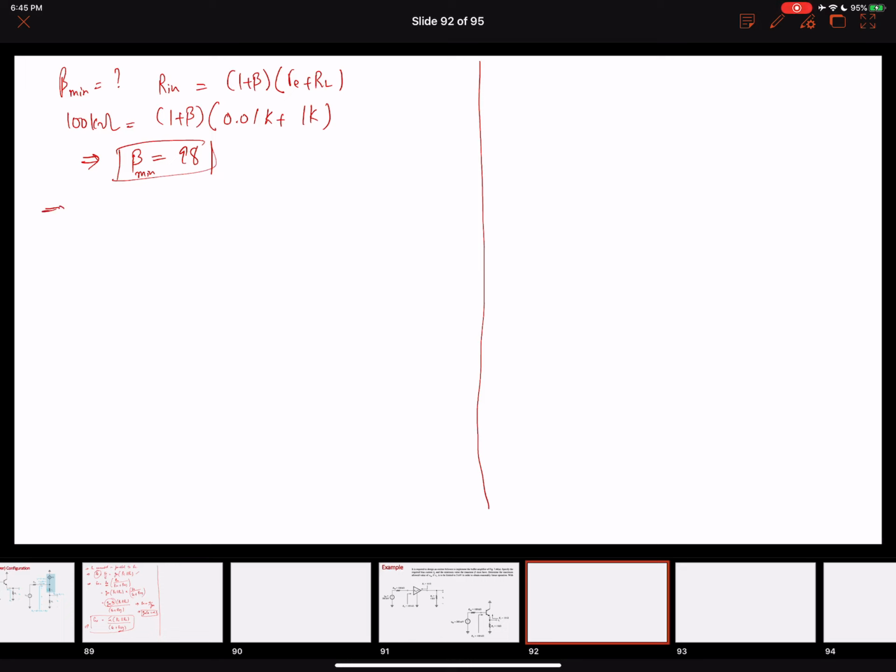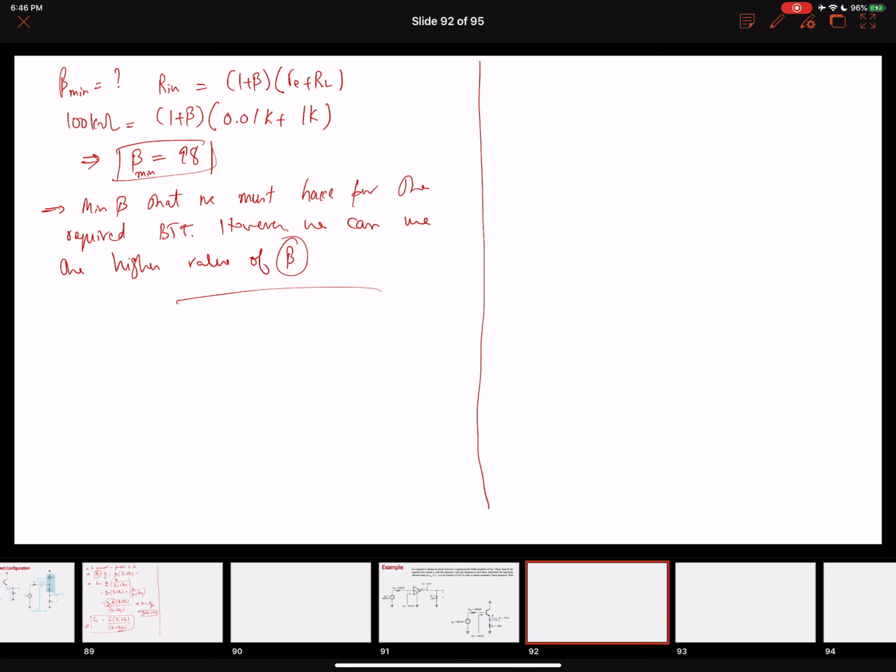Right. So this is the minimum beta that we must have for the required BJT. However, we can use a higher value of beta, because we know that beta represents the common emitter current gain. So using a higher value of beta is desirable. But the important thing here is that, to make sure our input and output resistances are the same values as given, the minimum value of beta that is needed is 98.